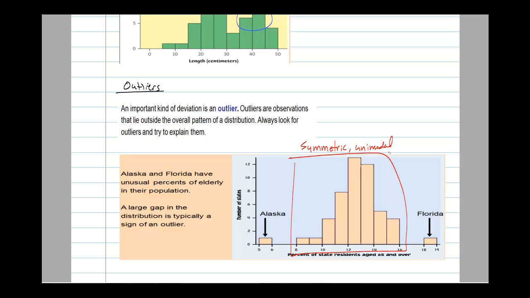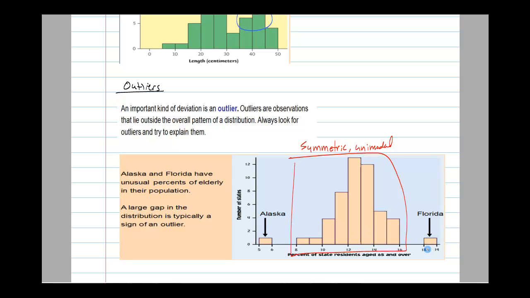Now Florida looks like between 18 and 19% of their population. I think Florida is the only one here. One. Yep, just the height of one here. So 18 to 19% of their population are age 65 or older.